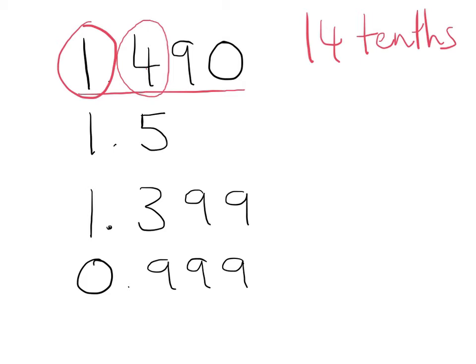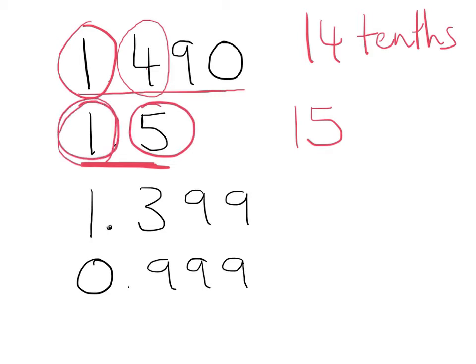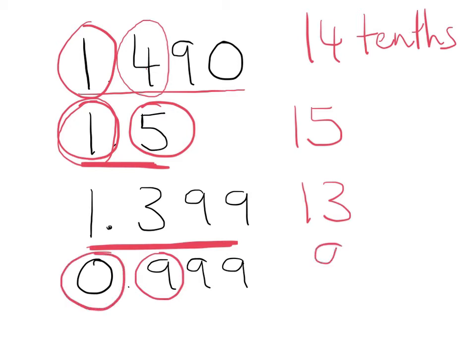In this number here, if we were to ask the exact same question, how many tenths are in total, there are 15. There's 5 here, and then there are 10 here, because that's a whole number. In this number here, how many tenths in total? There are 13. And in this number here, there are only 9, because there are no wholes in this number, so 9 tenths. Let's move on to the next thing.